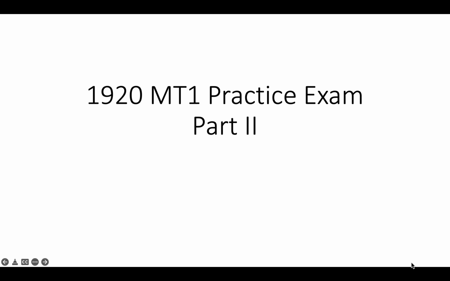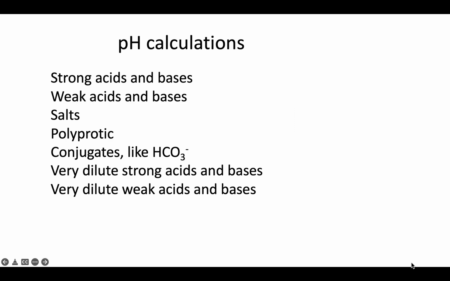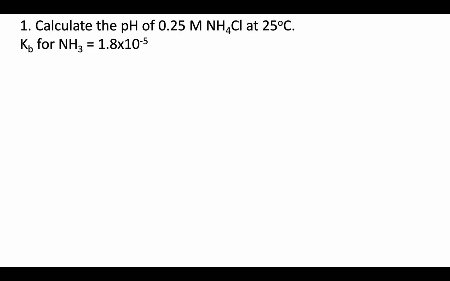This is an overview for the second half of the midterm one practice exam dealing with acids and bases. It's going to be helpful to have a plan and understand what's going on with all of these different scenarios, whether we have strong acid or base, weak acid or base, salts, when we have a polyprotic scenario, when we're dealing with conjugates like HCO3 minus, very dilute strong acids and bases, very dilute weak acids and bases. So this is the order that Atkins covers them. You want to have a plan to be able to recognize each of these and execute it.